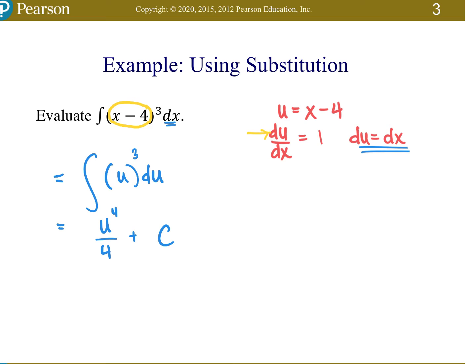And then for our final answer, we switch it back. We say the u had represented the quantity of x minus 4. So I go back to (x minus 4) quantity to the fourth now, over 4 plus c. And that's the antiderivative using u substitution.